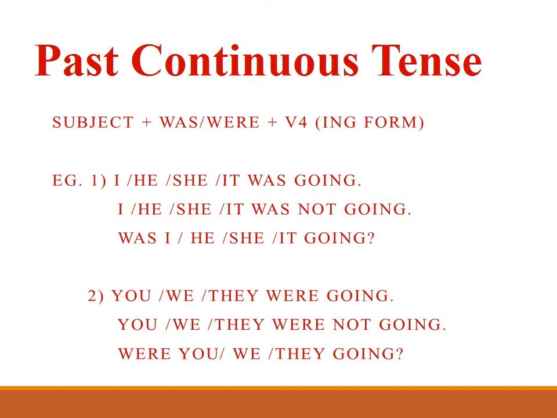Examples, some very easy examples. I was going, he was going. Now in negation it becomes I was not going. And in question form, interrogative, was I going? And when we change the person, it becomes you were going, they were not going, were you going? So you can see singular and plural, the verbs change. Please keep a track. Was is used with singular, were is used with plural subject.